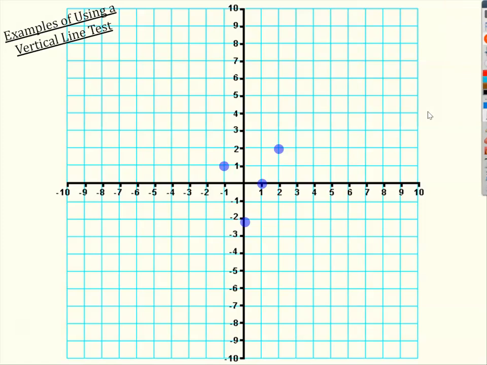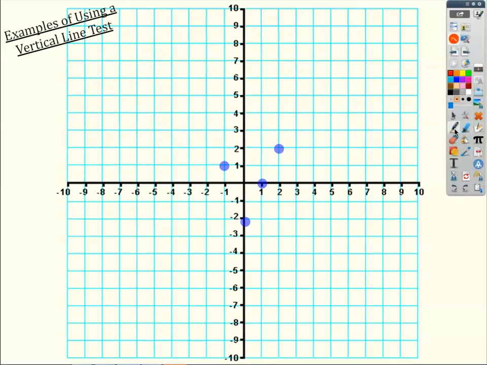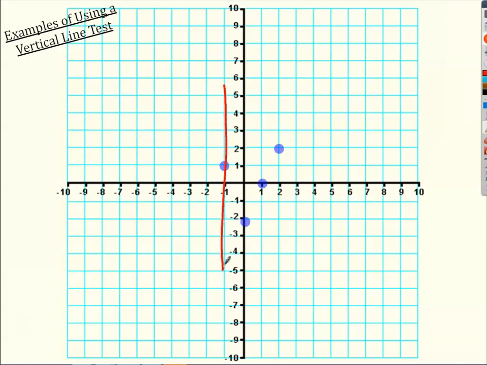All right, looking at this graph, let's try it. If I draw a vertical line here, it is fine. Here is fine as well. It looks like no matter where I draw a vertical line, it only passes through once. So this is a function.